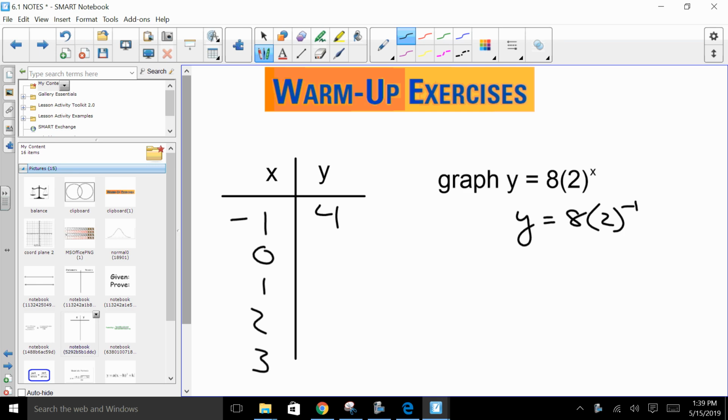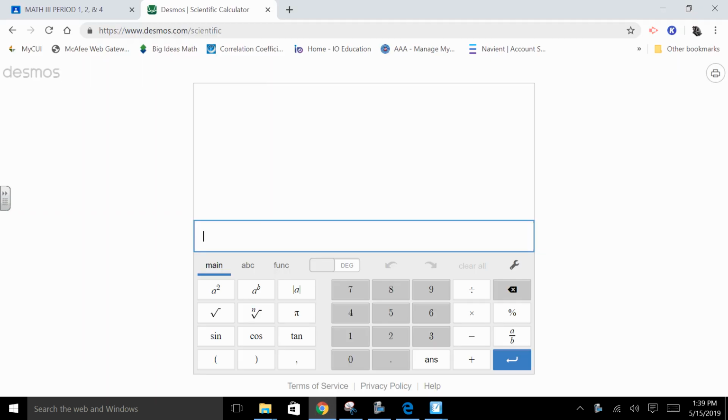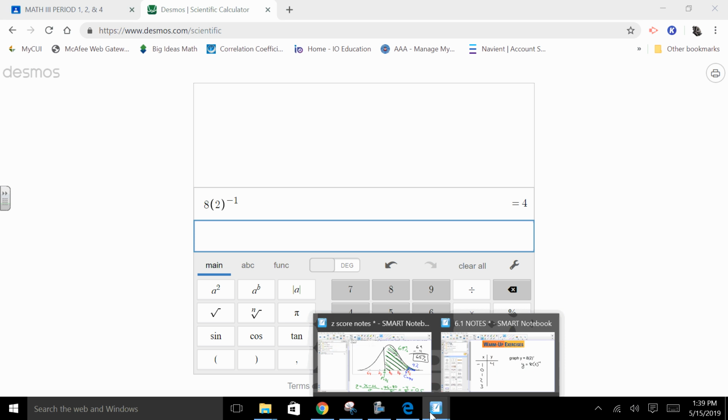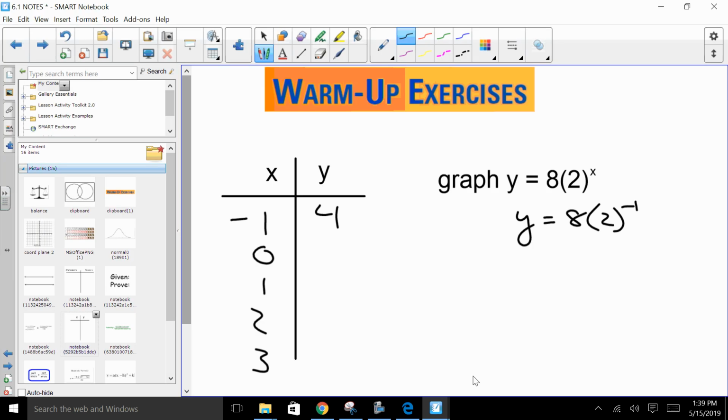Let's see, 8 times 2 to the negative 1 power. 8 times, I'm going to just put the parentheses, and then I'm going to put negative 1 power. Remember, you press the a to the b-th power button for the exponent, and look, I'm going to press enter, and look at it, it's positive 4. Nice. Easy stuff. So there's our first y value.